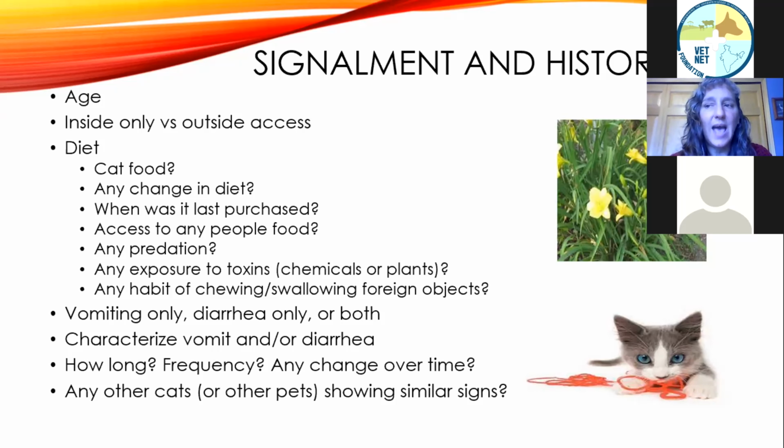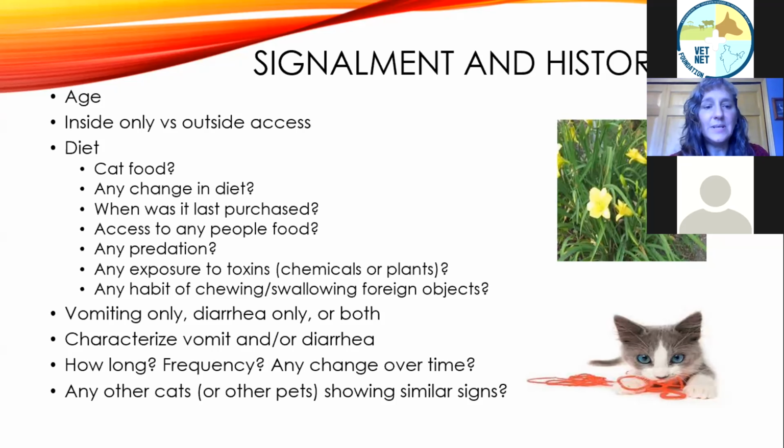Does the cat have a habit of chewing on and swallowing foreign objects, such as string? The two pictures here show a lily, a plant, which can cause kidney failure in cats that eat it, and a kitten playing with string, and strings are serious foreign bodies.